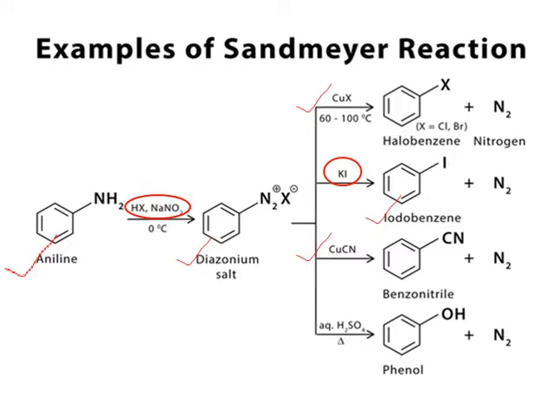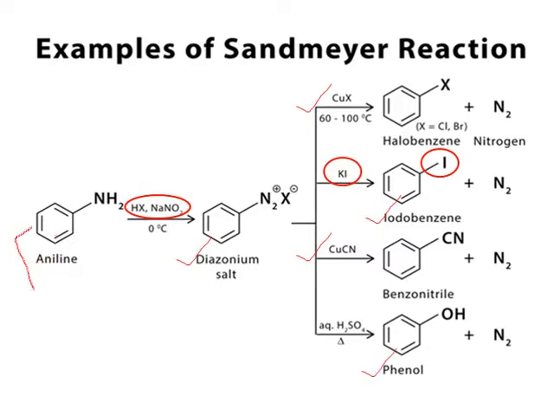Next, the mechanism is the same. Potassium iodide will provide the nucleophile, that is the iodide nucleophile. That is why iodine is bonded to the benzene ring. You can see this, again this iodine is bonded like this.